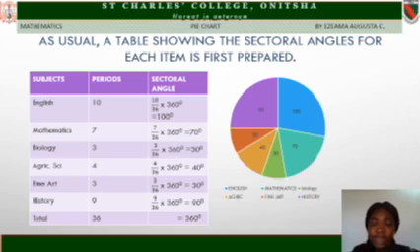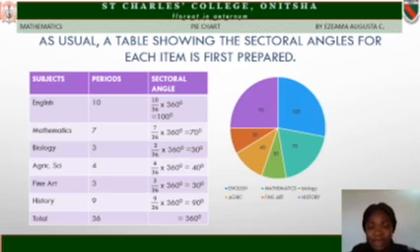Now, coming to the sectorial angle of each row, that of English, the period is 10. Now you do 10 over the total, which is 36 times 360. Remember, the 360 is the sum of angles in a circle. It will now give you what? 100 degrees. Mathematics 7. 7 over the total, which is 36 times 360 degrees, will give us what? 70 degrees.